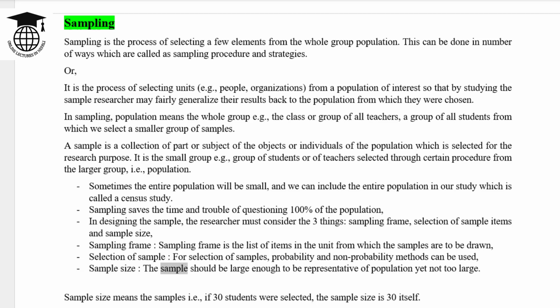Sample size. The sample should be large enough to be representative of the population, yet not too large. Sample size means the number of samples, i.e., if 30 students were selected, the sample size is 30 itself.